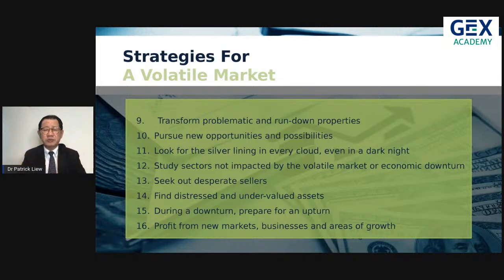So rich and wealthy people, they love risk. Why? Because if there are no risks, there are no opportunities. But they learn to prepare for the risk, preempt the risk. They learn to proactively respond to the risk. They learn how to not only calculate the risk, they learn how to manage and control their risk. Profit from new markets, new businesses, and new areas of growth.